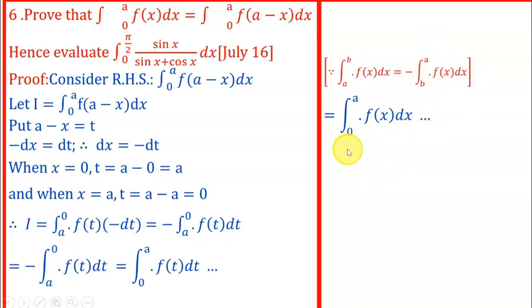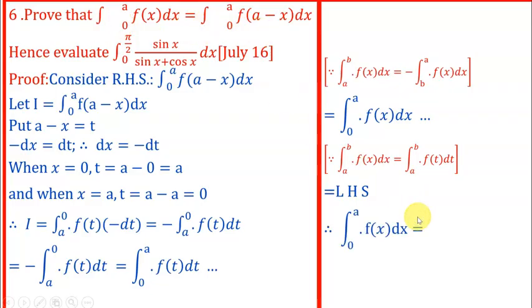Okay, now the next property, that is change of variable. If the limits are the same and the function is the same, then we can change the variable from t to x. This is the change of variable property. Therefore, this is nothing but the LHS. Okay, therefore the first part has been proved.